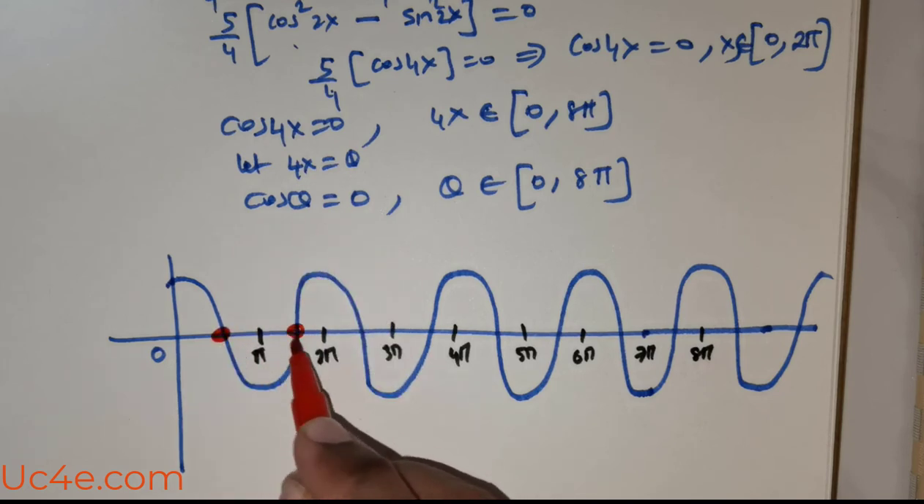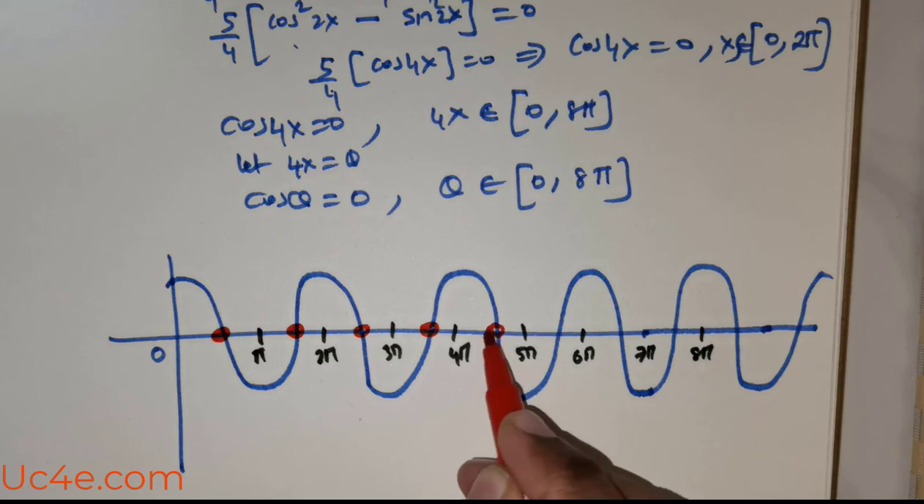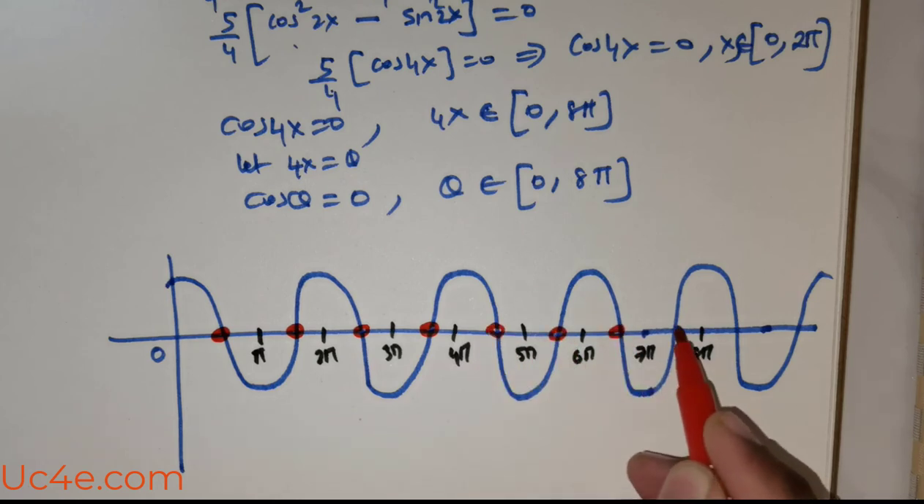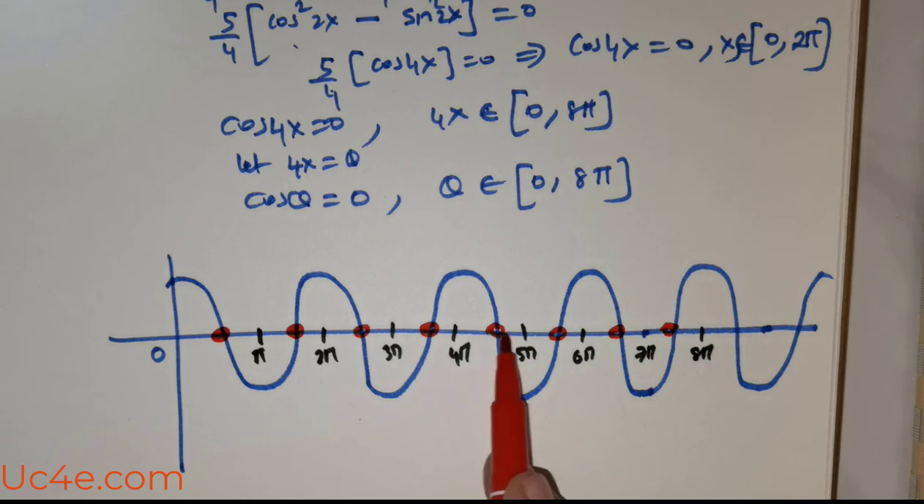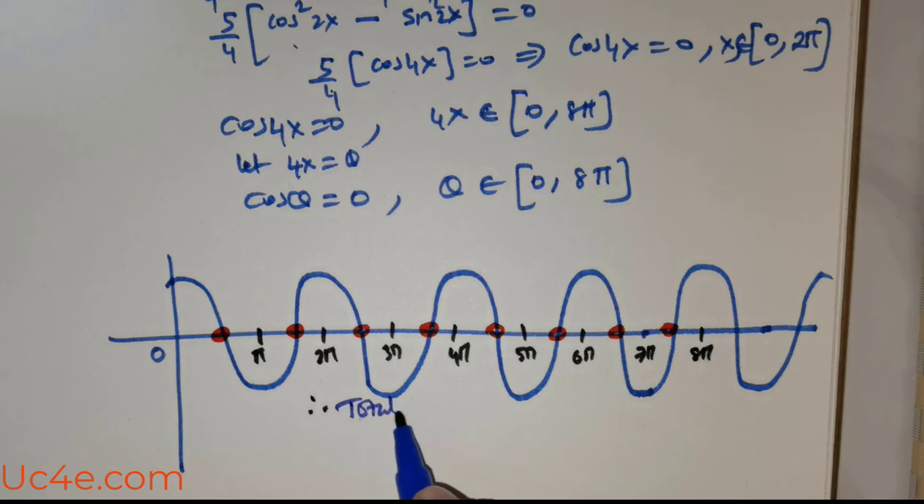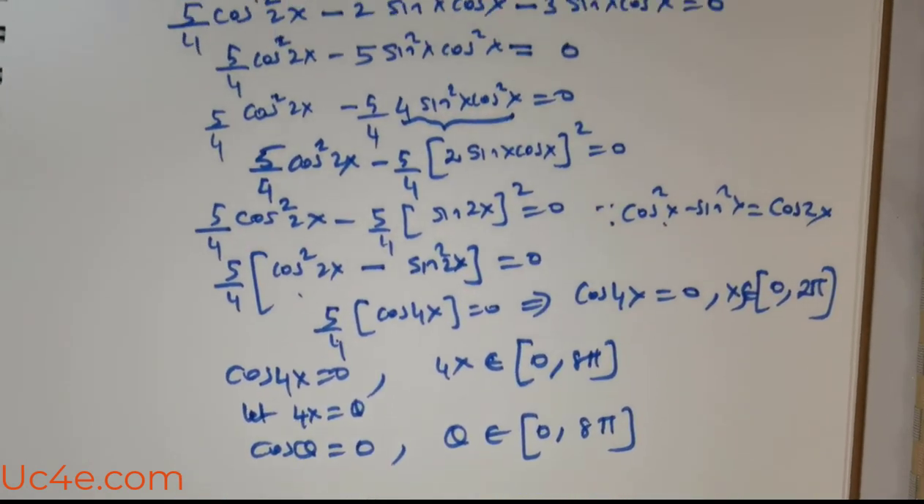So there is an intersection here, over here, over here, over here, over here, over here, over here, over here, and this is beyond 8 pi, right? So 1, 2, 3, 4, 5, 6, 7, 8. So the total number of solutions in this case is equal to 8. So that is the end of this beautiful question, students.